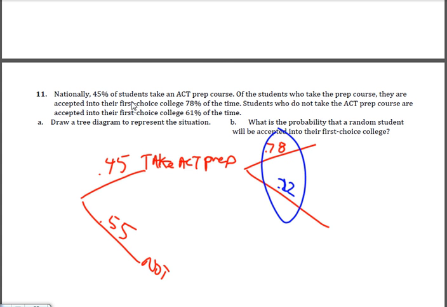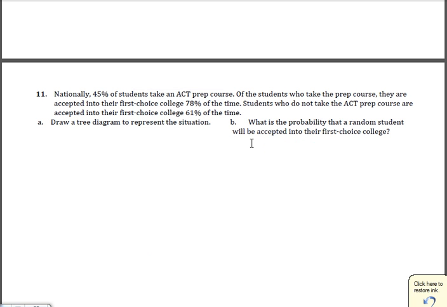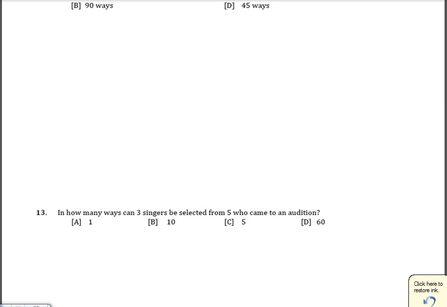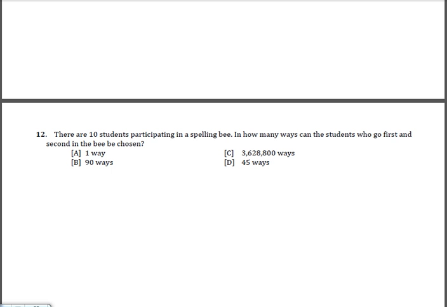Then, moving on to number 12 and 13. These are those P and C kind of questions. Okay, if they have first and second place in a spelling bee, do you get that the order matters then? Okay, remember the order mattering or not mattering is a permutation or a combination. Okay, permutations, the order matters.